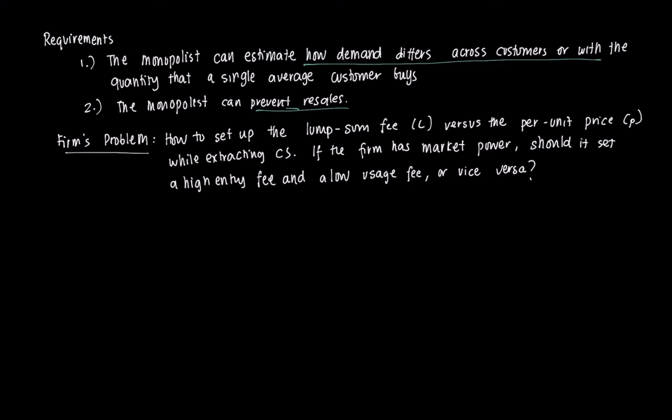And the problem for the firm, if it chooses to engage in second-degree price discrimination, is how it sets up the lump sum fee, or the first part of the tariff, versus the per unit price, or P. Since this is price discrimination, you want to take consumer surplus and turn it into profit. And if the firm has market power, should it charge a high entry fee and a low usage fee, or a low entry fee and a high usage fee? So how should it structure the pricing system? Well, that varies per firm. So those are the key requirements and considerations under second-degree price discrimination.